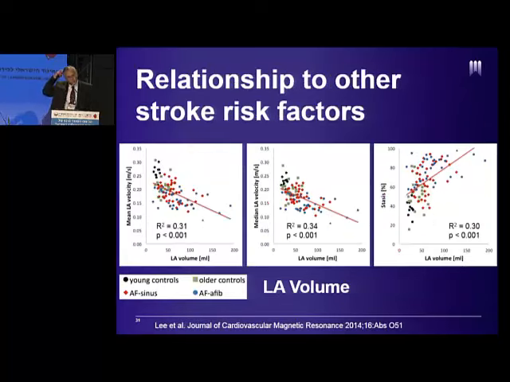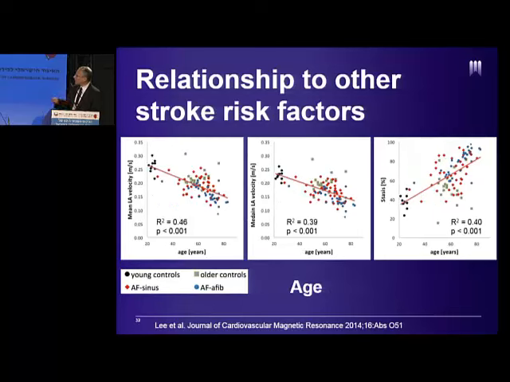So how do some of these parameters relate to some of our other typical predictors of stroke? Left atrial volume is obviously something very important, and we'll again just focus on the left figure here because they all essentially show the same thing. This is looking at the mean LA velocity versus LA volume, and the dots here are just colored by the group that they come in. But you can see there's a negative relationship between LA velocity and volume. The R squared is only 0.3, so it's not very high.